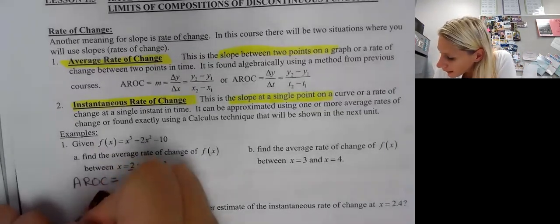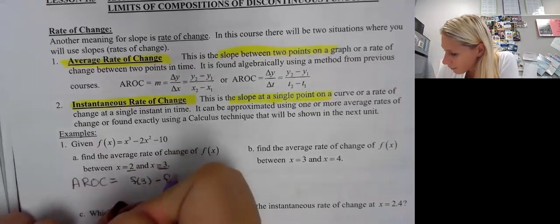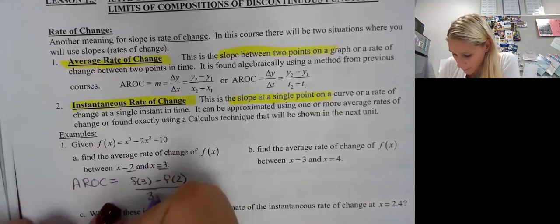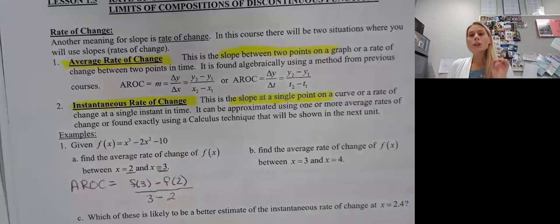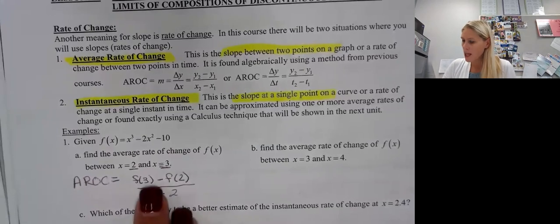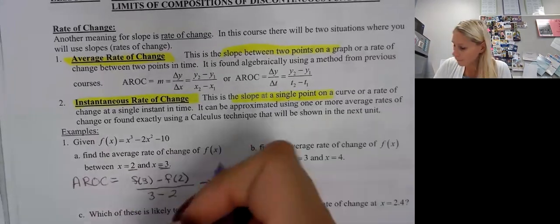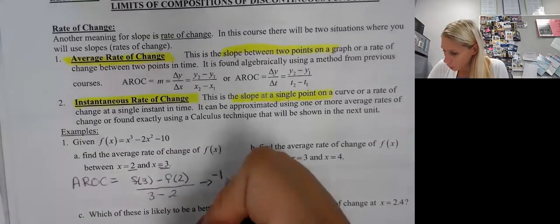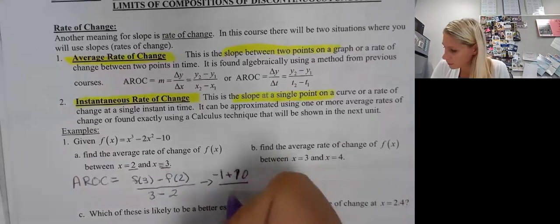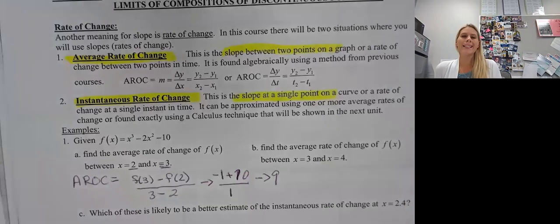What we're going to do is plug in 3 to our function, subtract the number that we get when we plug in 2, all over our change in x's, which is 3 minus 2. This is exactly how you have to write it. You do not have to write that you're plugging 3 in. This is enough information. Now you can use your calculator. When I plug in 3, I get -1. When I plug in 2, I get -10, which makes it a +10, all over 3 minus 2, which is 1. So when we get our result, we get 9. The average rate of change between 2 and 3 is 9.